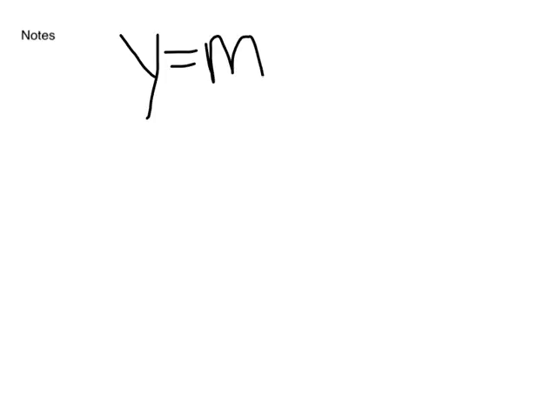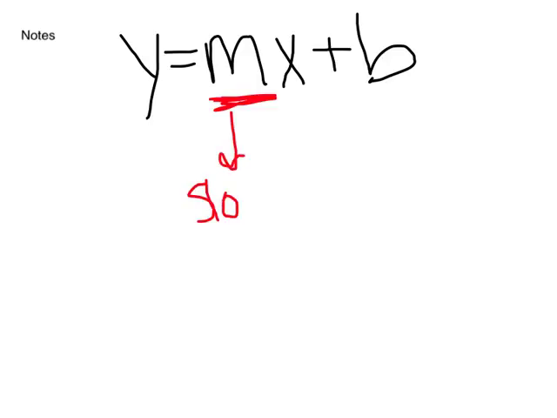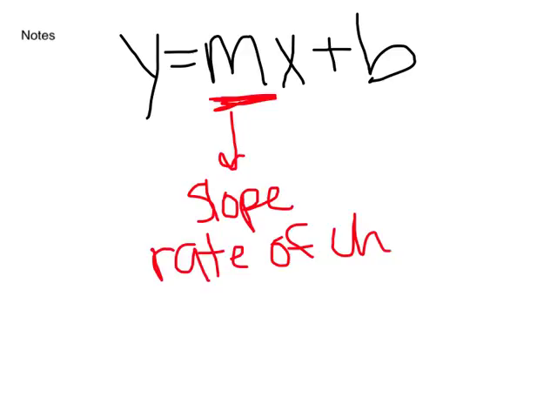Y equals mx plus b. What variable in this equation represents slope? The variable that represents slope is our m. So m is our slope. We can also call this our rate of change. You may hear slope being referred to as unit rate.